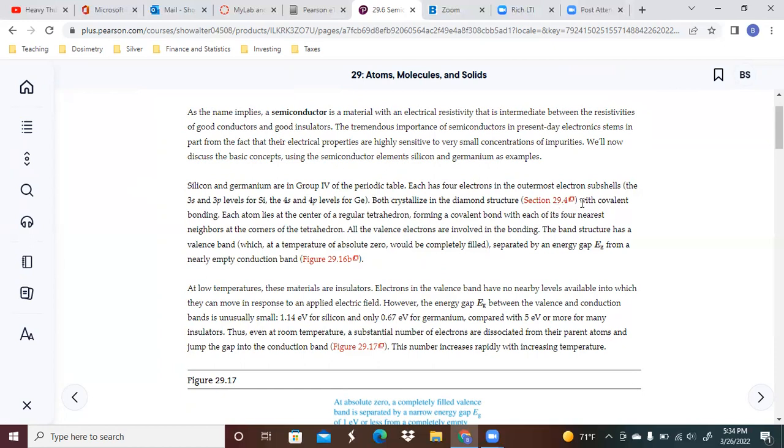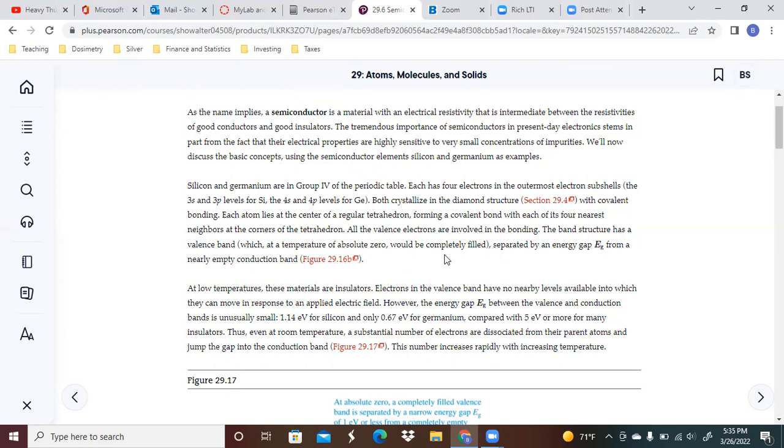Each has 4 electrons in the outermost subshells, 3s and 3p levels for silicon, 4s and 4p for germanium. Both crystallize in the diamond structure with covalent bonding. Each atom lies at the center of a regular tetrahedron, forming a covalent bond with each of its 4 nearest neighbors at the corners of the tetrahedron. All the valence electrons are involved in the bonding.